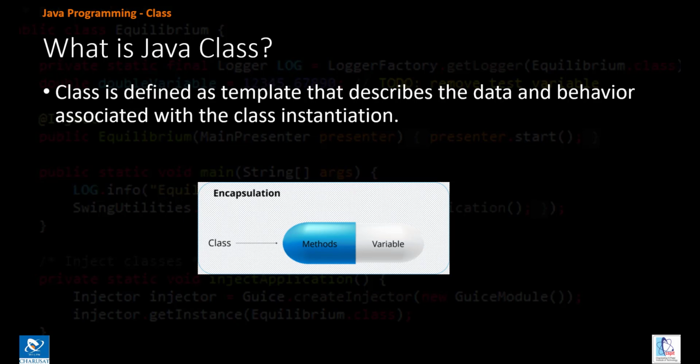In encapsulation, there would be a method and there would be a variable, and both would be defined inside the class. The variable of the class would be accessible through the method. That is the meaning of encapsulation.